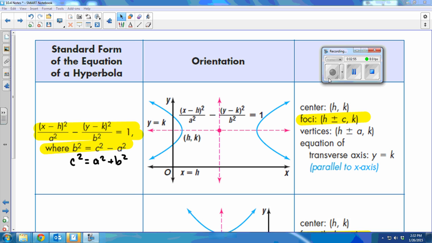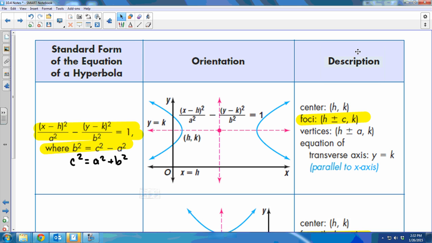Okay, you can fill out your note sheet with a table. The stuff that's highlighted is ready. One of the big differences is that in the equation there's a minus sign and a plus sign, and that's going to be important. Also, c squared is a squared plus b squared in this case, not a squared minus b squared. And since there's only one set of vertices, you only have one vertices equation to memorize. Okay?